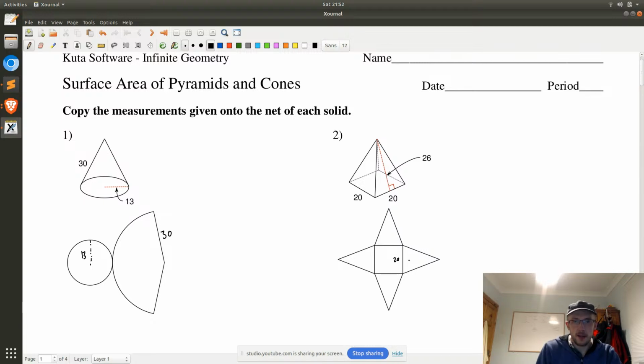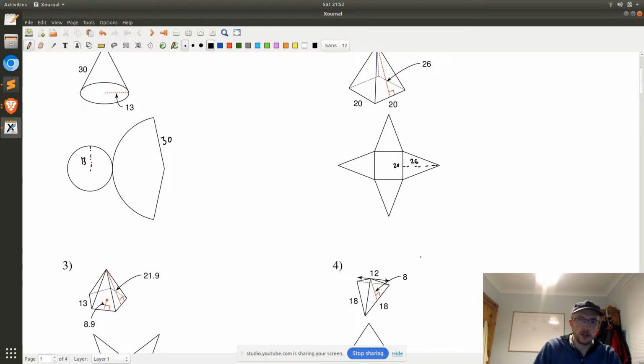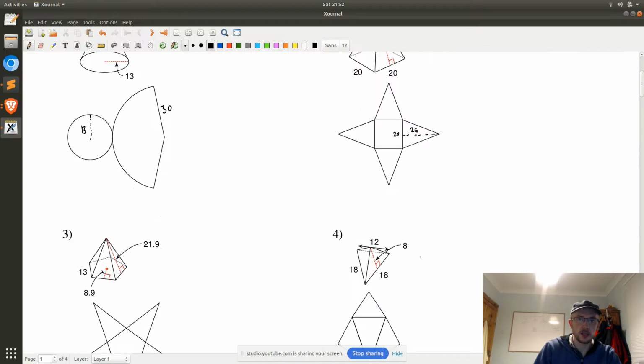20 there, and 26 there for the slant height of the square-based pyramid, or it looks to be a square-based pyramid, otherwise known as the apothem, or the altitude of that triangle there.